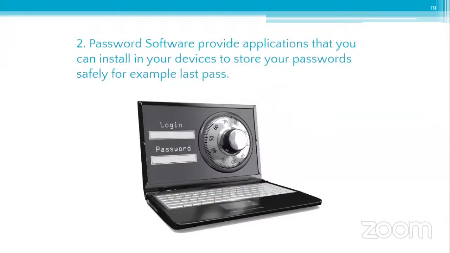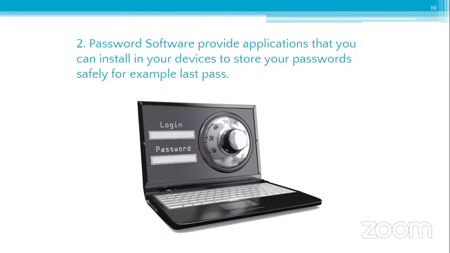This is password software. We looked at the notebook, which you can have at your home or at your workplace, where you can list your passwords and store them. It is also one of the safe ways of keeping your passwords. The notebook is like a hardware where you can store your password. Now let us look at the software part of storing your passwords.